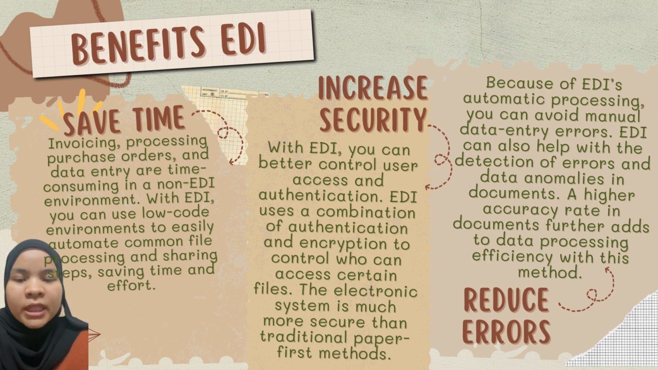Besides, with EDI, you can better control user access and authentication. EDI uses a combination of authentication and encryption to control who can access certain files. The electronic system is much more secure than the traditional paper-first method. Last but not least, because of EDI's automatic processing, you can avoid manual data entry errors. EDI can also help with the detection of errors and data anomalies in documents. A higher accuracy rate in documents further adds to data processing efficiency with this method.